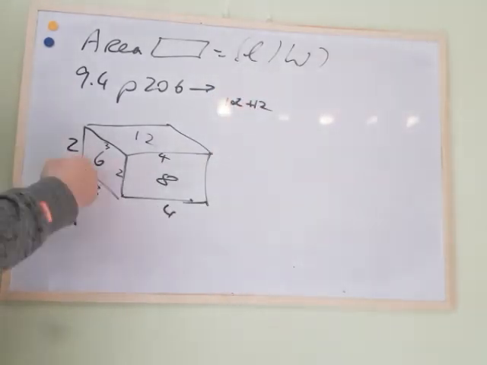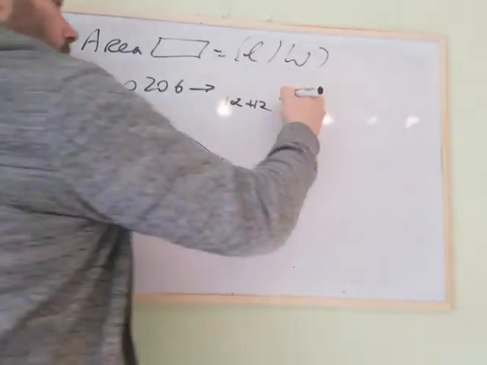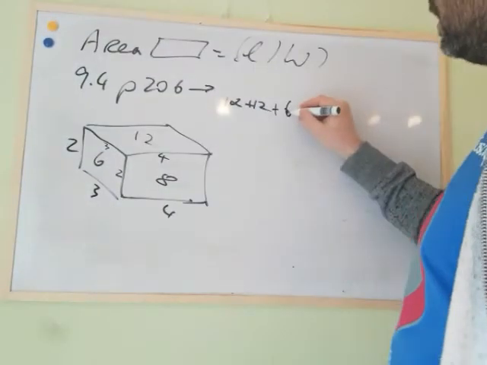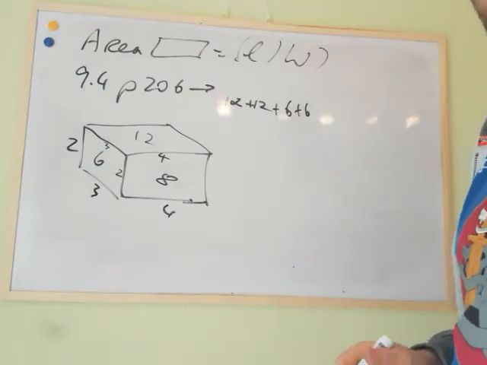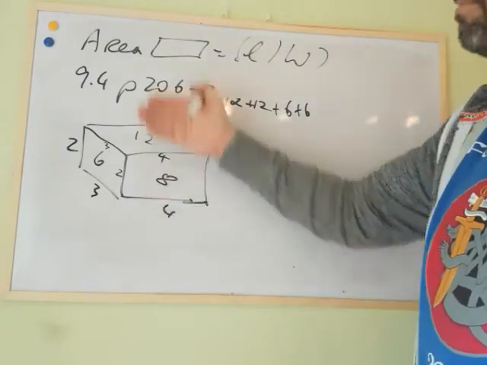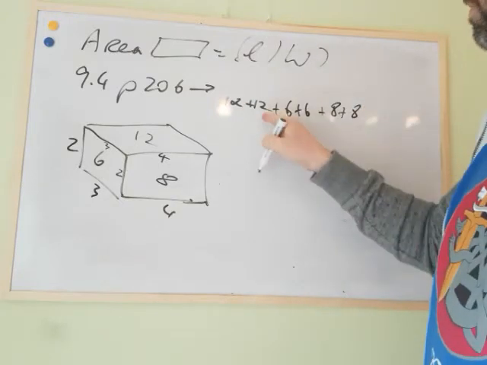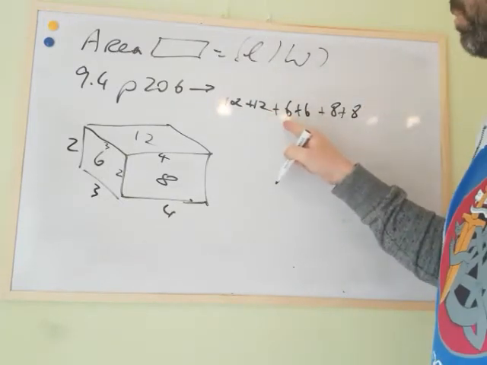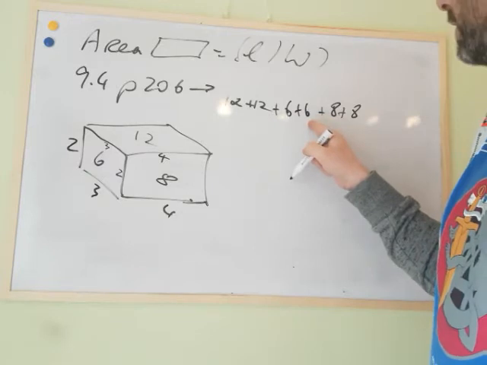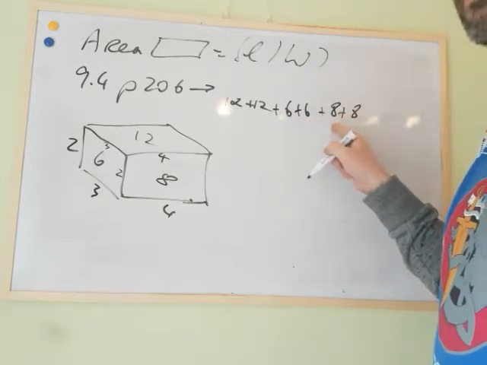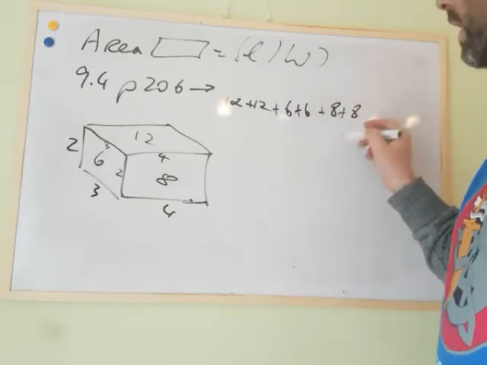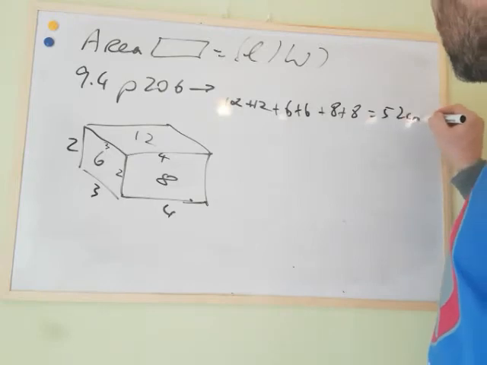This end here is 6, but the other end is 6. Plus 6 plus 6. And the front bit here is 8, but the back bit here is also 8. 8 plus 8. So that's 12 plus 12 is 24. Plus 6 is 36. Plus 8 is 44. Plus 8 is 52 centimeters squared.